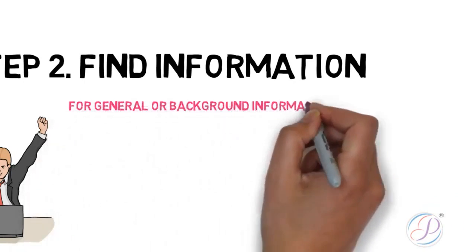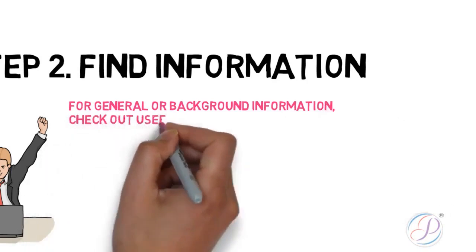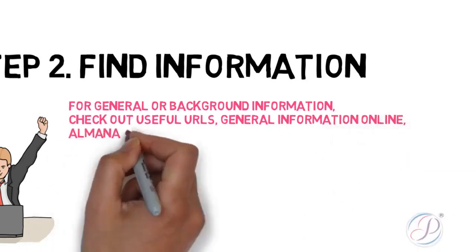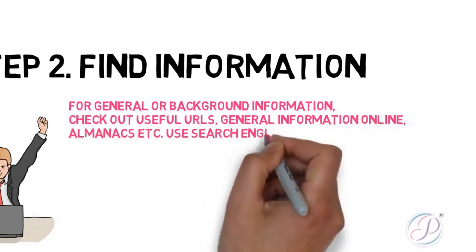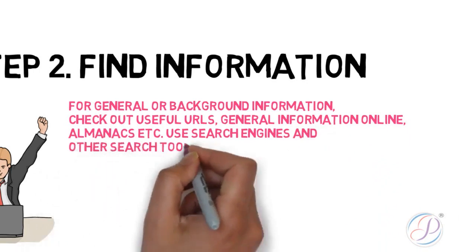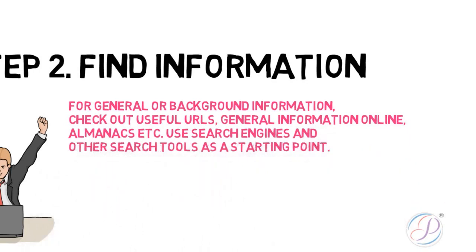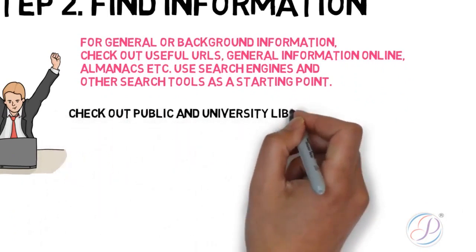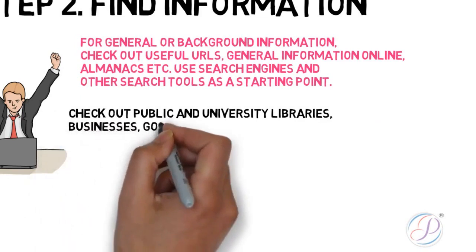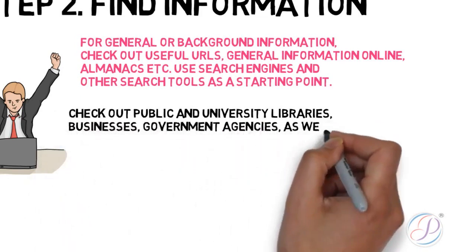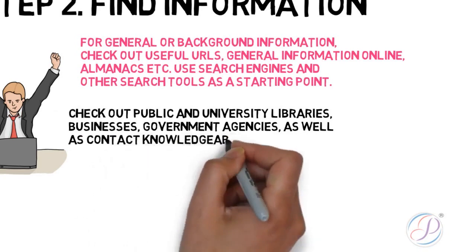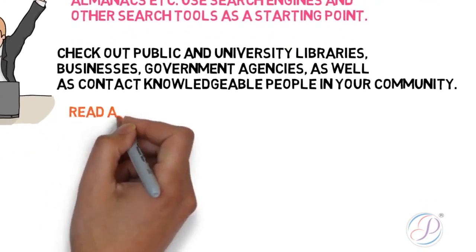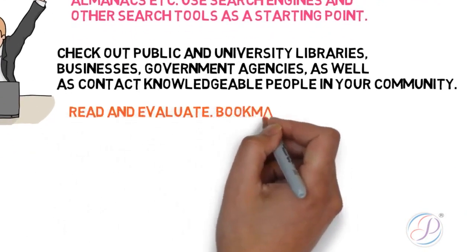The second step is to find information. For general or background information, check out useful URLs, general information online, almanacs, etc. Use search engines and other search tools as a starting point. Try to gather as much information from government and educational sites as possible. Check out public and university libraries, business, government agencies, as well as contact a knowledgeable person in your community or in the area of your interest.